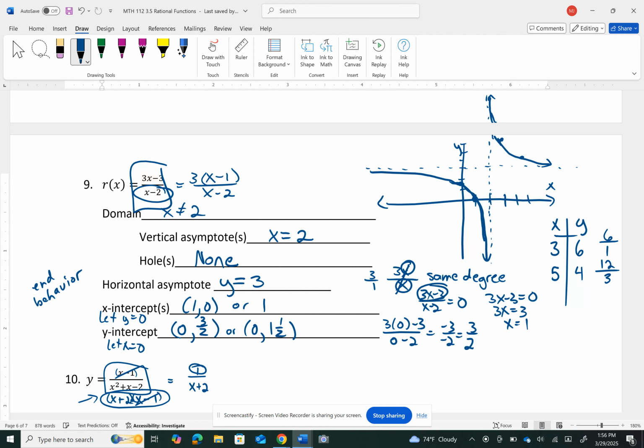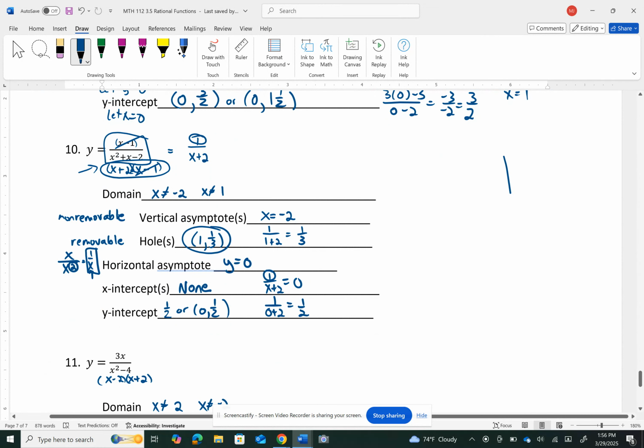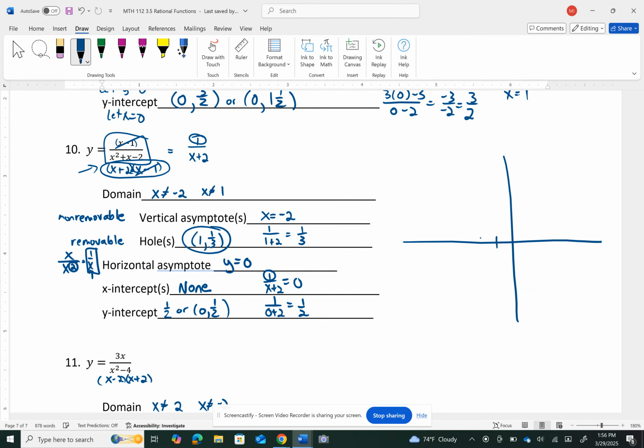All right, let's take a look at the graph for number 10. We've done all the work. We're just now trying to get all that onto a coordinate plane. So draw your coordinate plane. You're going to have a vertical asymptote at x equals -2, so get that on the graph. The hole, I think I'll wait to do until later. y equals 0 is the horizontal asymptote. That means right here at the x-axis, I'm going to have a horizontal line.